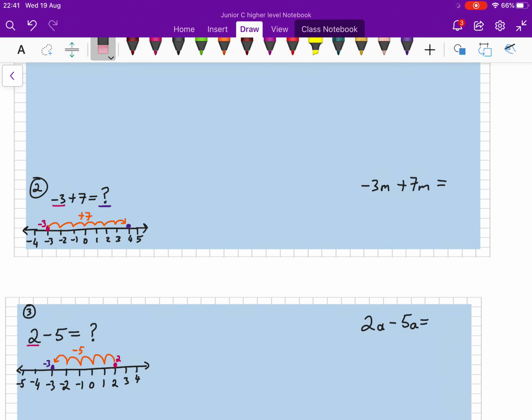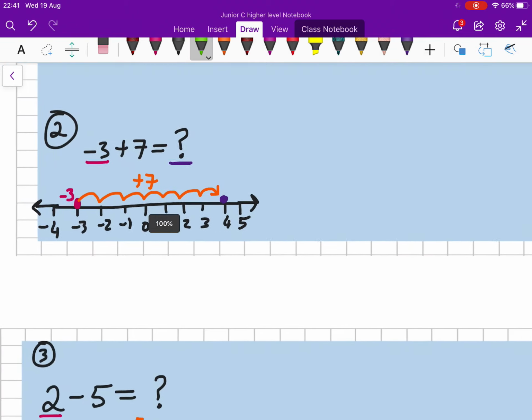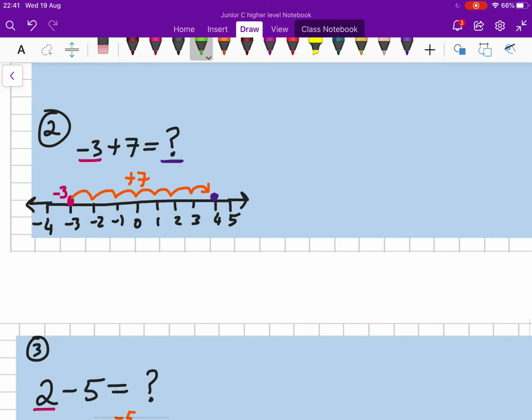The example down below, number 2. Minus 3 plus 7. Slightly harder, as in minus 3 is to the left of 0. And adding 7, we're moving 7 spaces to the right, so we pass by 0, stopping at 4. Again, we need to be careful to follow that on our number line. So if you're unsure, always use a number line or a calculator.